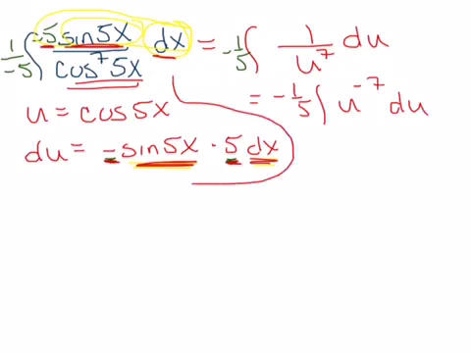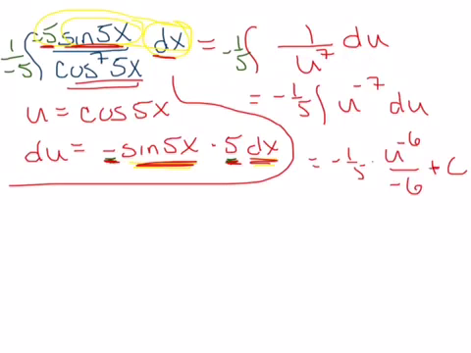Let's separate these a little bit. Let's see, that's negative 1/5 times u to the negative 6 divided by negative 6 plus c. And when we clean this up a little bit more, we've got positive 1 over 30 u to the 6th plus c.